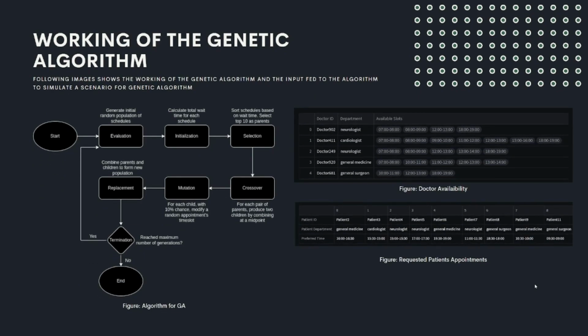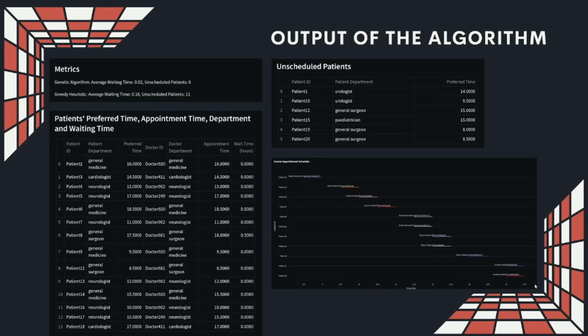Now let's talk about the working. It has 7 steps which you can see here: evaluation, initialization, selection, replacement, mutation, and crossover. The input of the algorithm is a doctor matrix, which has the available slots and the requested patients, meaning which patients want to attend which doctor. The output is the appointment matrix, which gives us the preferred time, the appointment time, and the wait time.